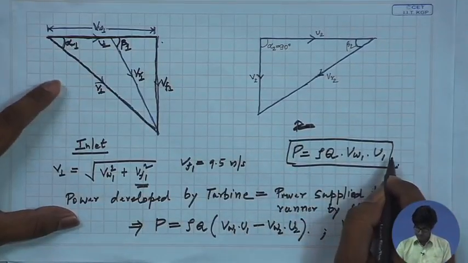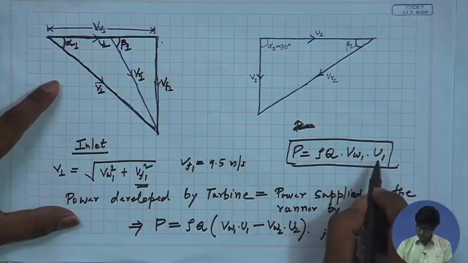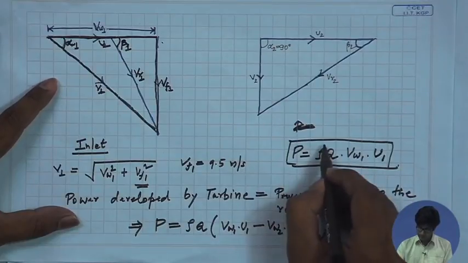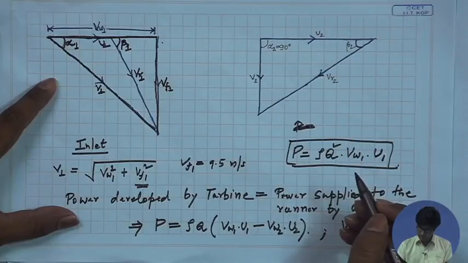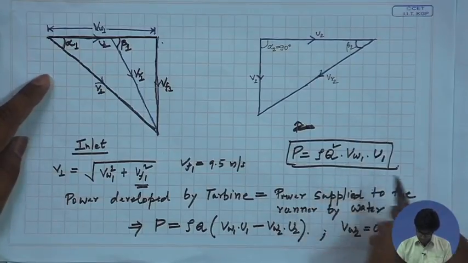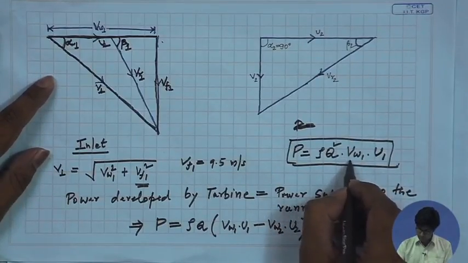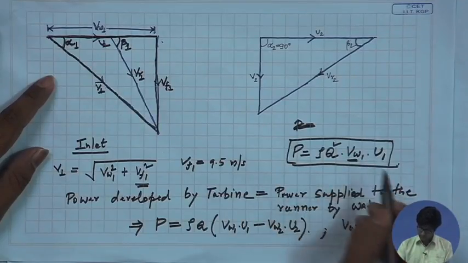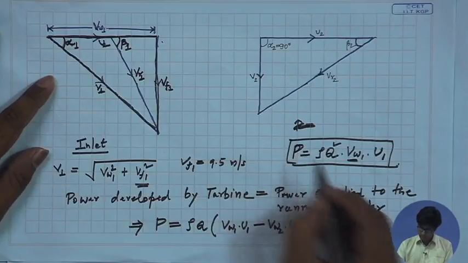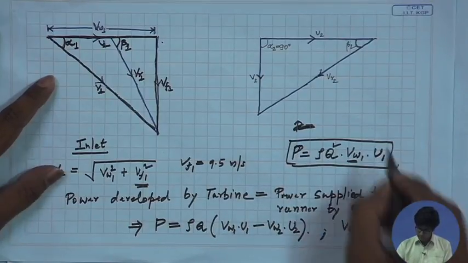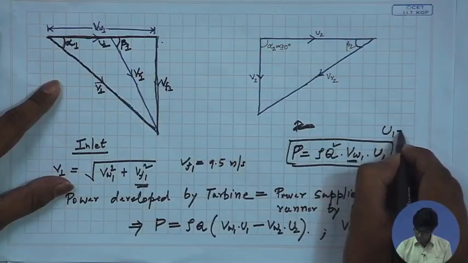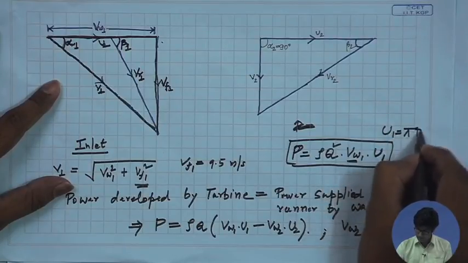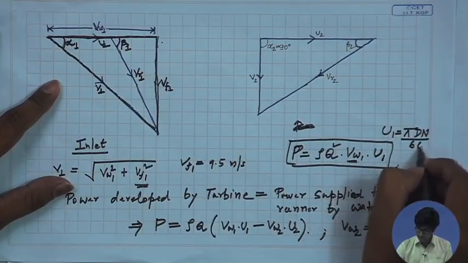Now in this relationship, the only unknown right now is the peripheral velocity of the runner blade at the inlet, that is U1. The other quantities, that is Q, is given in the problem. We know the density of water as 1000 kg per meter cube, and we are also required to find the tangential velocity at the inlet. The power P developed is given. So, U1 is given as pi dN by 60.